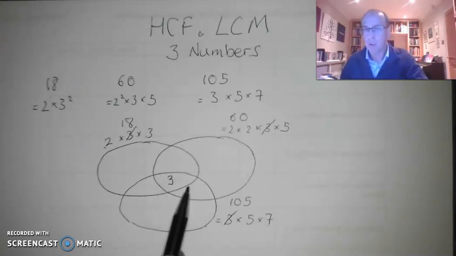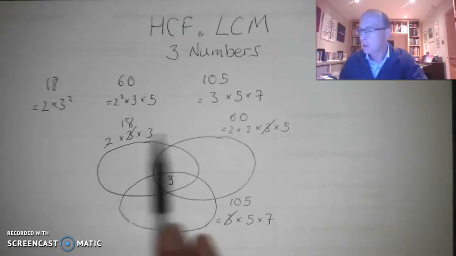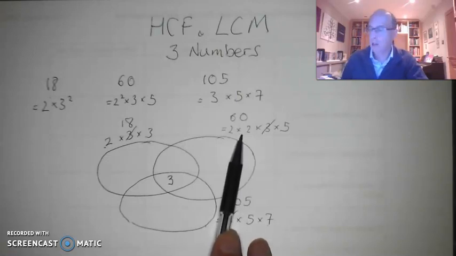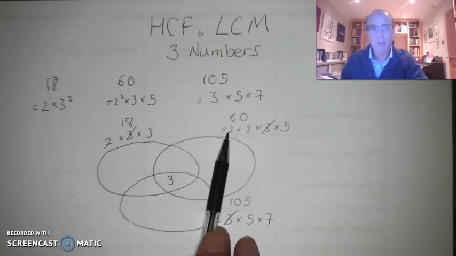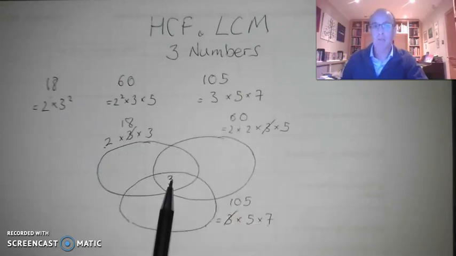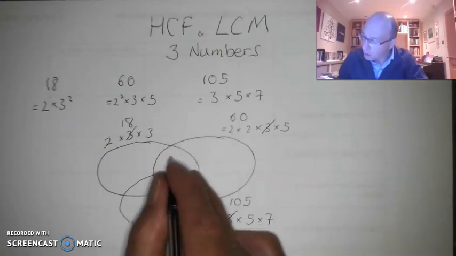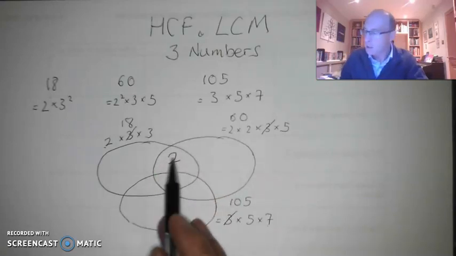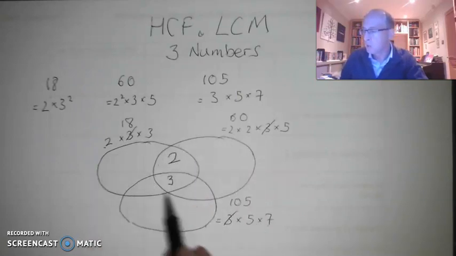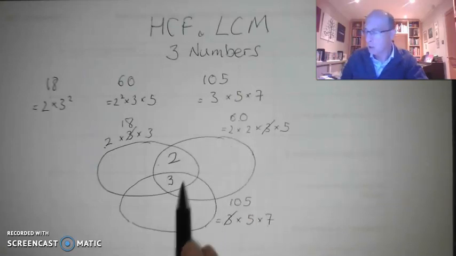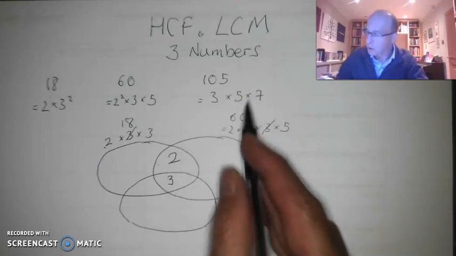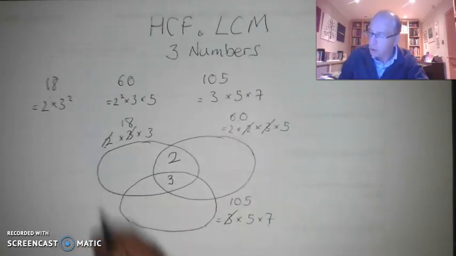So what I then want to do is look at the numbers that I've got between these two sets of factors. Which ones have I got left? Well, I've got a 2 here and a 2 here. So it's common to both my 18 and my 60. I haven't included it in my very centre. So the 2 I'm going to write in this part of the Venn diagram. So it's contained within my 18, it's contained within my 60, but it's outside of this 105. So the 2 I've used, and I'm going to cross off my 2.